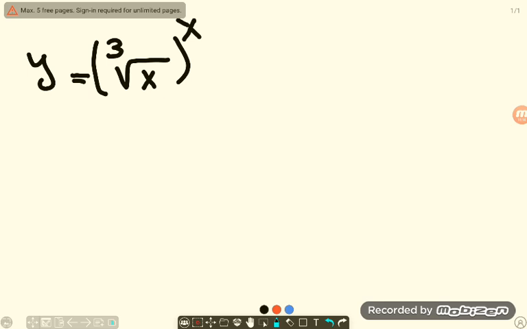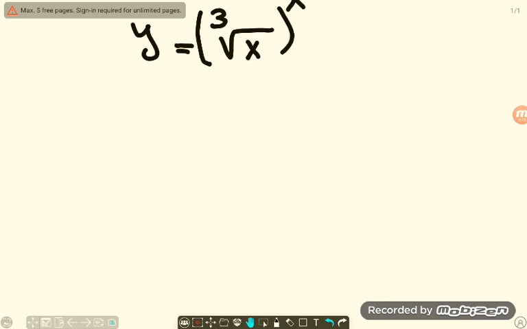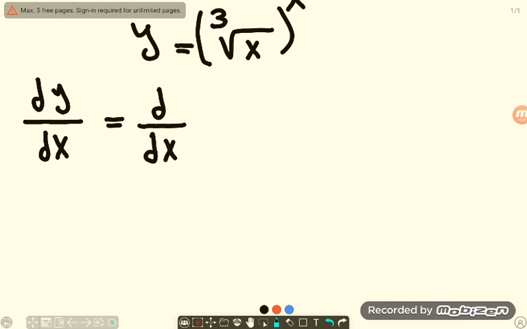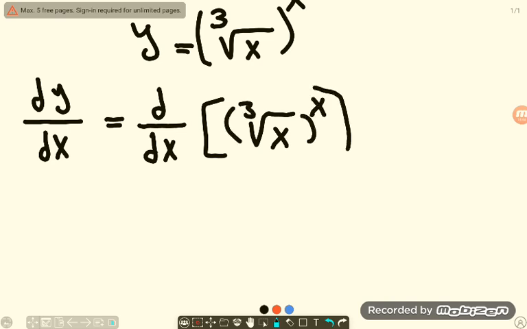Now, I really want you to try your best, because if you do get this right, this question is really awesome. So we want to get the derivative of y with respect to x. Pretty simple. Let's differentiate. And we also want to evaluate it at x equals 1. Remember, at x equals 1, we want to evaluate this derivative. So we want to get dy/dx. Well, that would just be equal to the derivative with respect to x of the cubic root of x, all of that raised to the xth power.